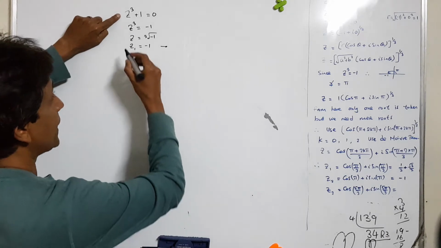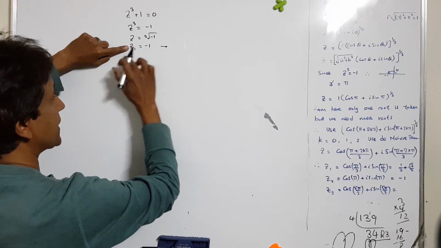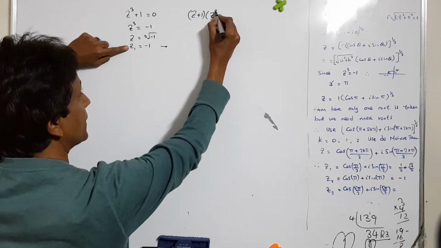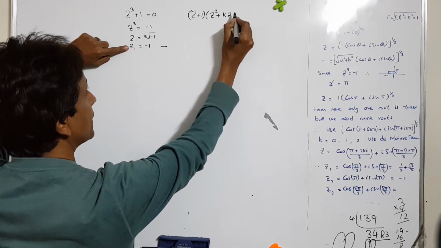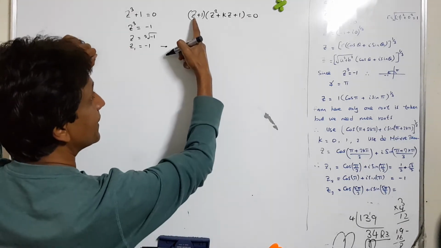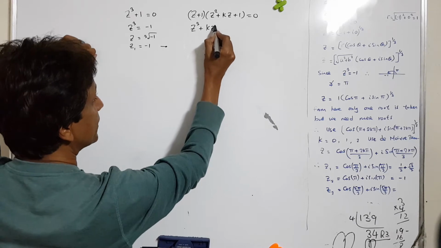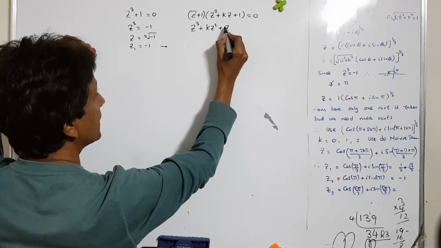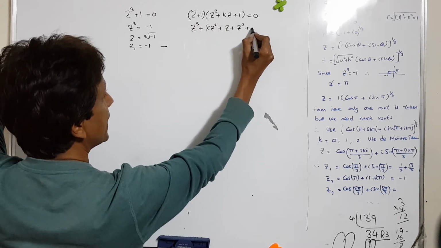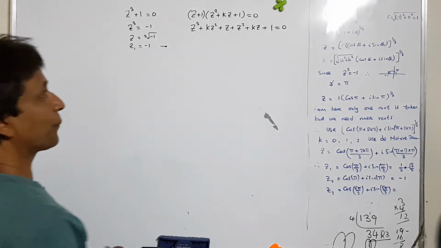So, if we take, for example, z equal to minus 1, I can say z plus 1, multiplied by some quadratic expression, z squared plus kz plus 1, is equal to 0. Now from here, it's clear that z times z is z cubed, z times kz is plus kz squared, z times 1 is plus z. 1 times z squared is z squared. I've got 1 times kz is plus kz. I've got 1 times 1 is plus 1. All of that should be equal to 0.